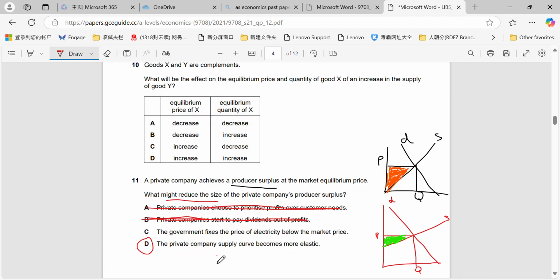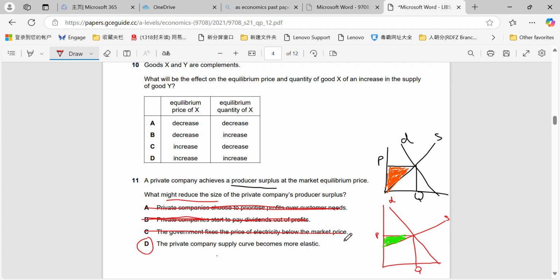Government fixes the price of electricity below the market price. Again, that wouldn't affect the producer surplus. We don't know what this private company is making, right? So if government fixes the price of electricity below the market price, what is that going to do? That's going to restrict the availability of electricity, right? Because it's going to reduce the supply and it's going to increase the demand.